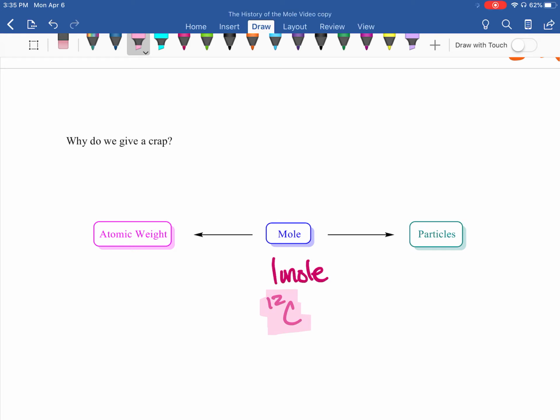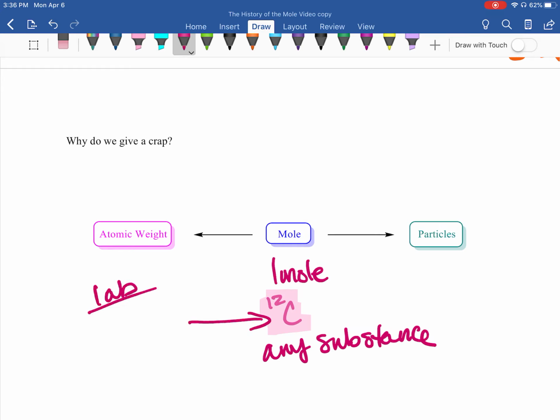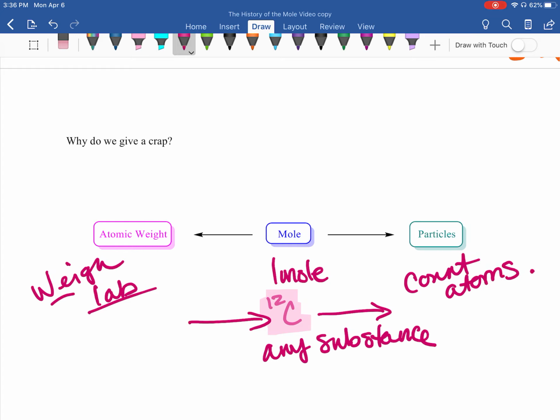Okay, now our mole we're going to apply to any substance. But let's define it first for carbon. So what is the point? Well, the point is somehow to be able to actually go into the lab and have something that is easy to weigh, and then know from that weight what the count is on how many atoms you have. That is the point of a mole.